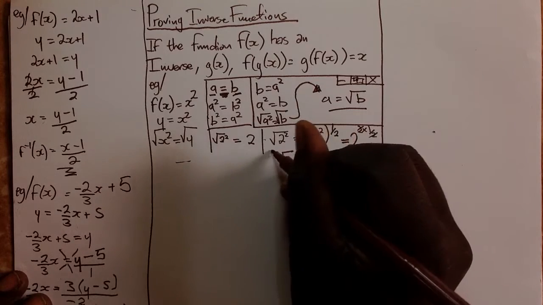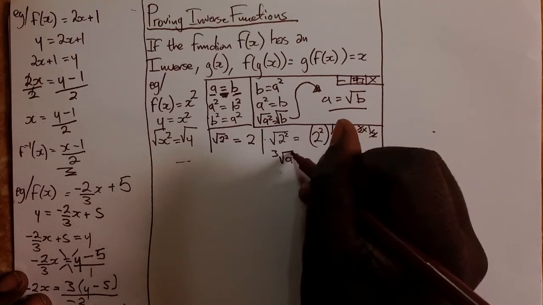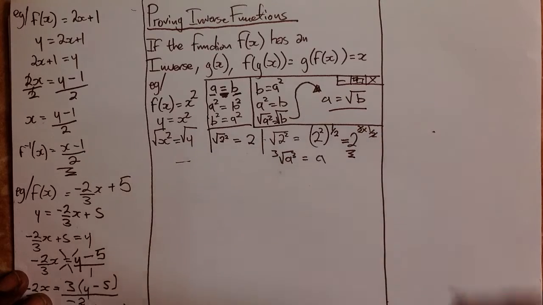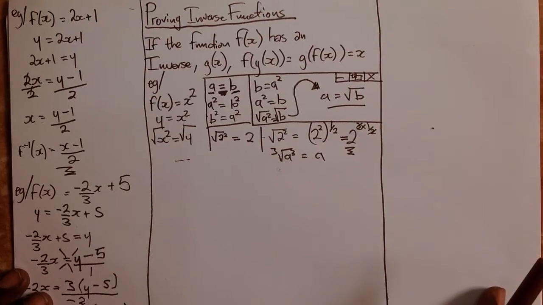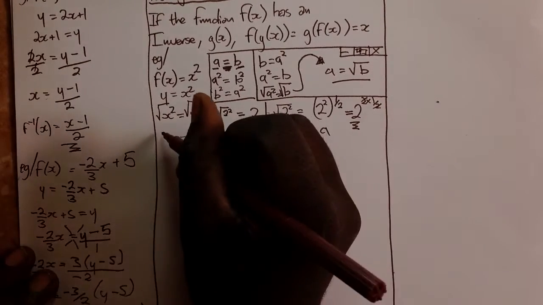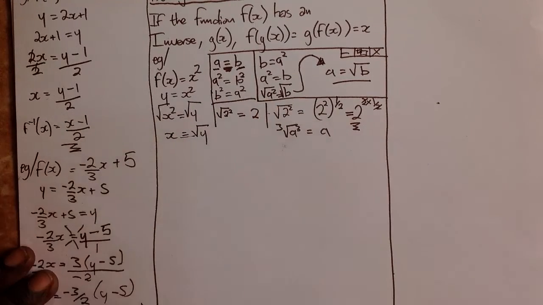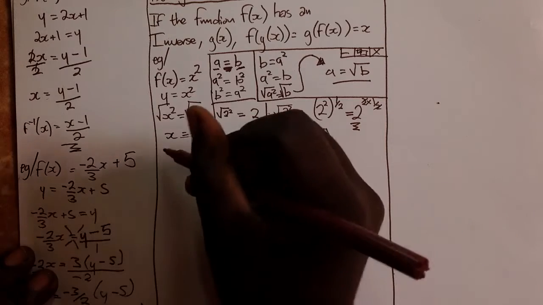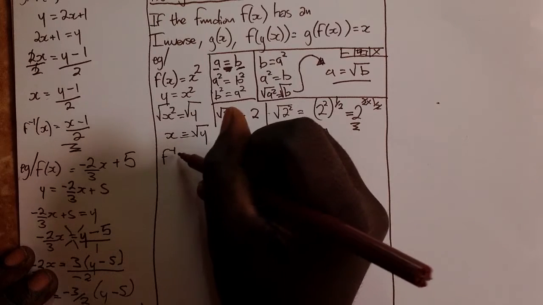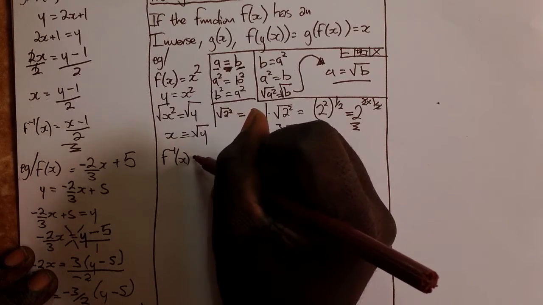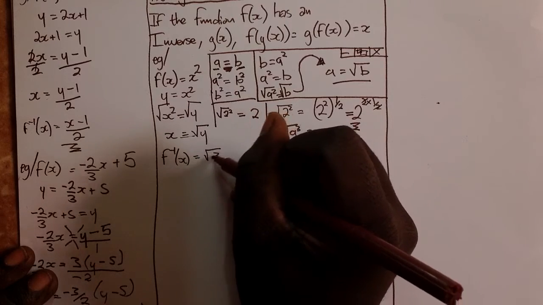So this thereby means the root of any value to the same power of that same root will give us the same answer. The cube root of a to the power 3 is just a. So we can therefore go back and say the square root of x squared is just x, then x will be equal to the square root of y. Therefore the inverse is the square root of x.